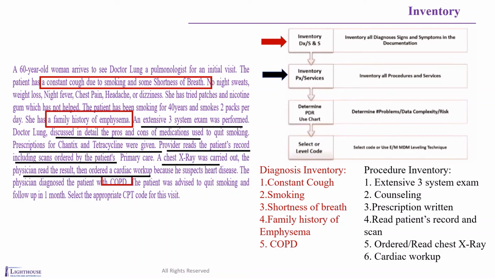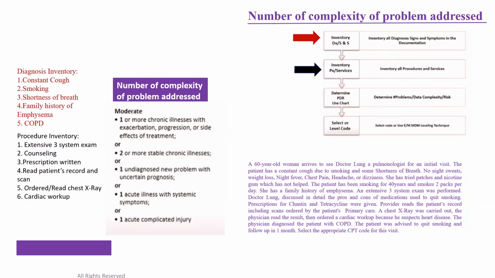Now next thing we want to do is to determine the problem or data complexity and risk from the chart. So that is what we are going to do next. Everybody with me? Now let's move on to the next slide. So number of the complexity of the problem addressed. Well, this will fall under moderate because there is one chronic illness that is COPD with exacerbation because this patient has a constant cough, shortness of breath. So the number of problems is moderate.